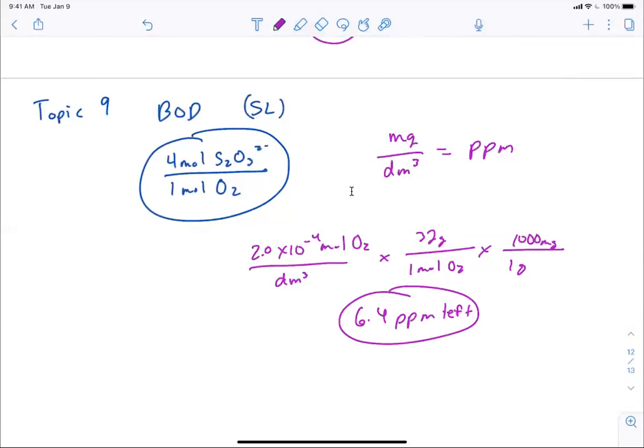Because when you do the Winkler method, you are trying to figure out how much oxygen's left in the water. Therefore, you can figure out how much was used up by the organic waste and bacteria in there. So you have to subtract that from the pure water value to figure out how much contamination is actually in there. So with BOD, those are the main calculations that you need to focus on: milligrams per decimeter cubed is equal to parts per million, and also the 4:1 ratio for this as well.